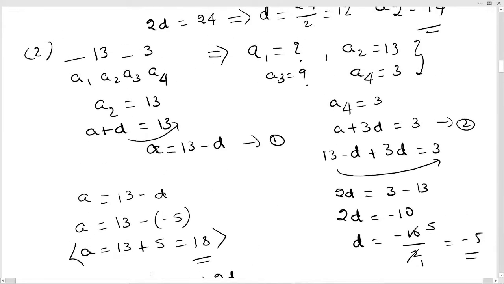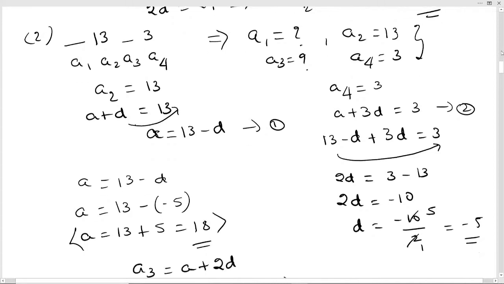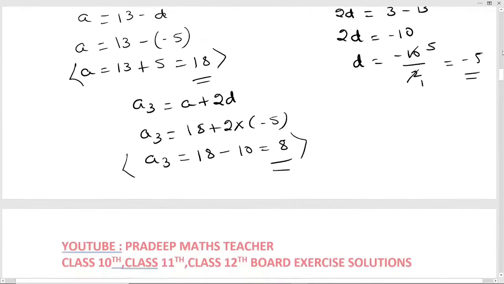Here, just like the first problem, by taking the given conditions I have solved the problem, found the values of a and d, and got the first term as well as the third term. Now this is the problem. Okay, now I'll move on to the next one.